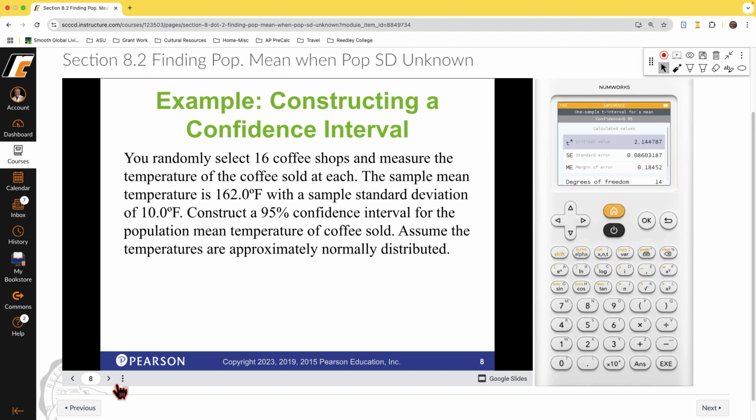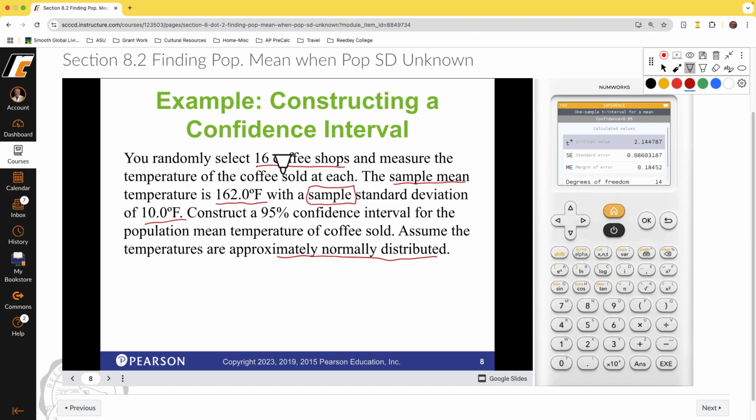Okay, so let's do an example. First of all, we are randomly selecting 16 coffee shops. So notice that's going to be our sample size. It's less than 30. And we measure the temperature of coffees sold at each. The sample mean is 162 degrees Fahrenheit with a sample standard deviation of 10 degrees Fahrenheit. Construct a 95% confidence interval for the population mean temperature. Assume the temperatures are approximately normally distributed. So that's important. We need that.